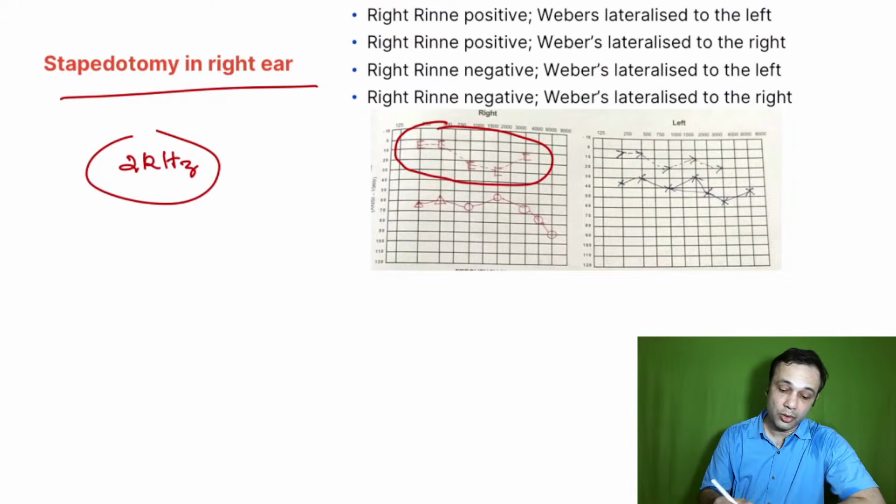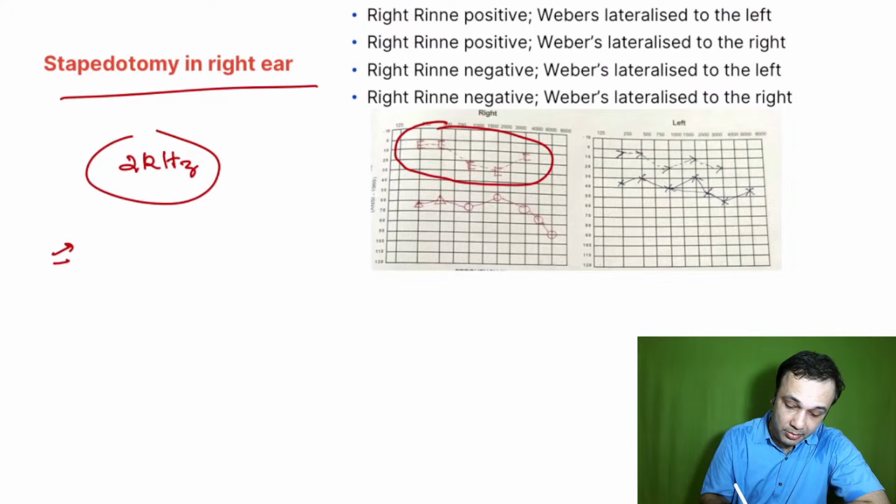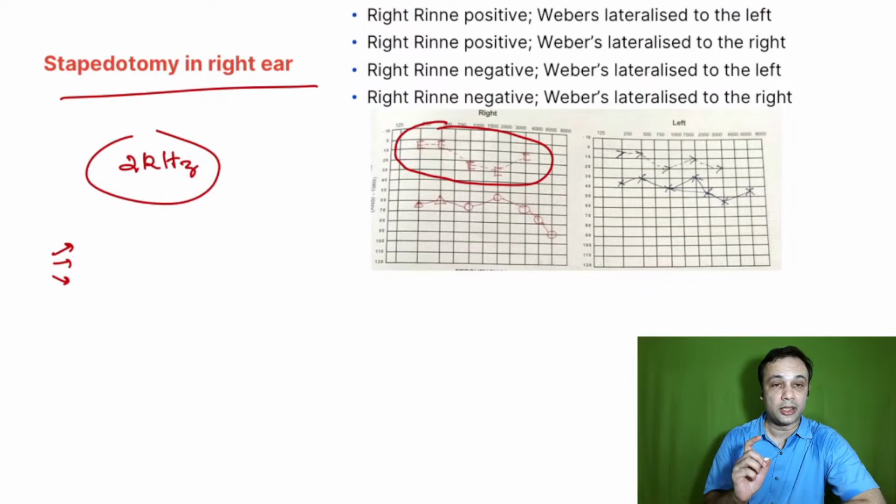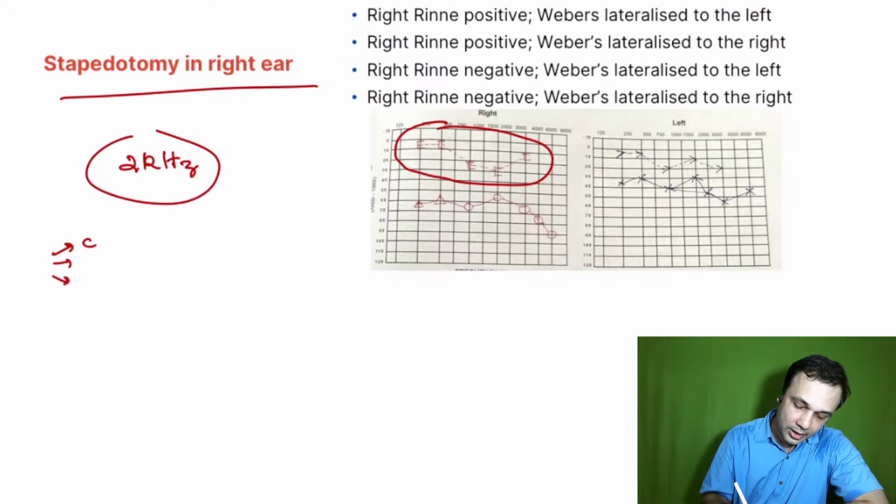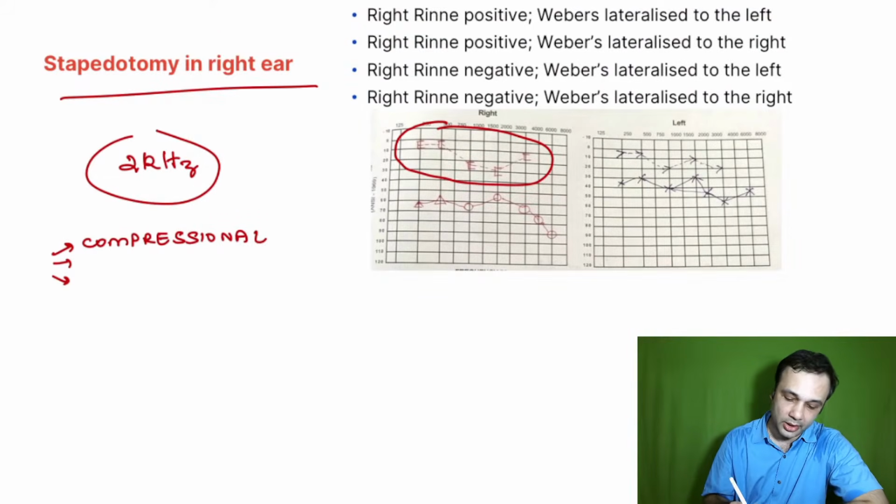So when you talk about bone conduction, there are three ways by which bone conduction occurs. So what are the three ways by which bone conduction occurs? One is the compressional mechanism. The second way by which bone conduction occurs is the inertial mechanism. And the third way is the osseo-tympanic mechanism.